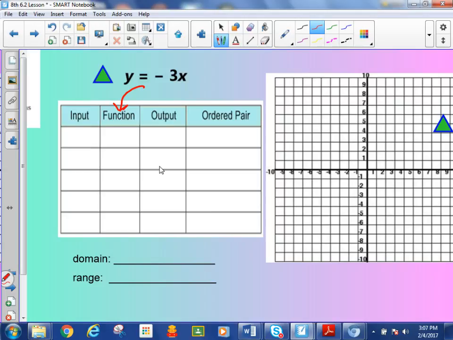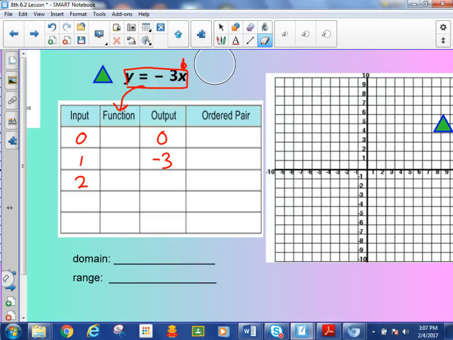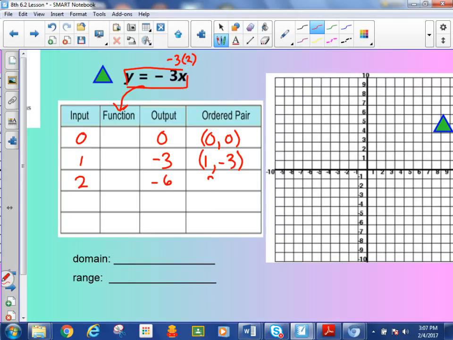So for my inputs, I'm just going to do 0, 1, 2. Now you can do more than that. I'm just going to do 3. You do have to do at least 3. Okay, so here if I do 0 and I put 0 in place of this, negative 3 times 0 is going to give me 0 for an output. Okay, now I'll put a 1 in place of my x. Negative 3 times 1 is negative 3. Now I'm going to put a 2 in place of that. Negative 3 times 2 would give me negative 6. Ordered pairs are 0, 0, 1, negative 3, and 2, negative 6.